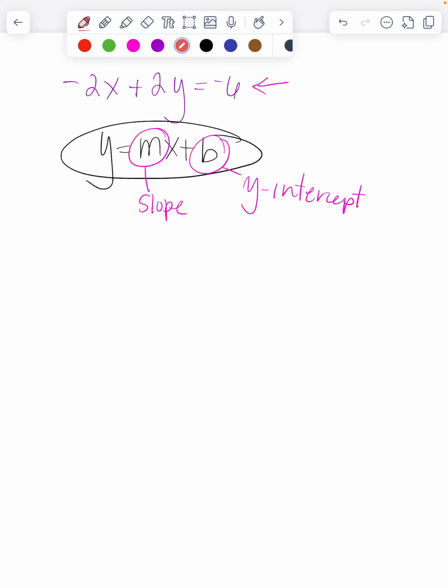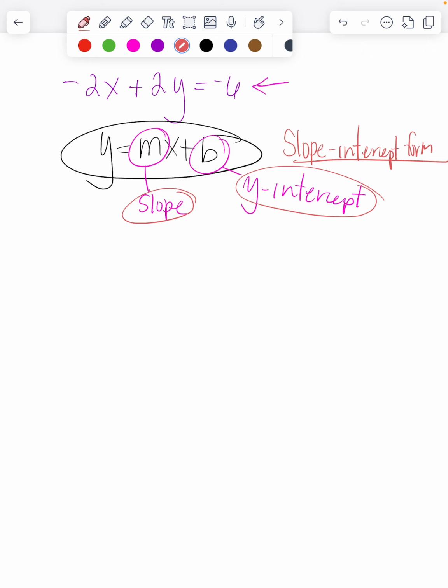Y equals mx plus b form is called slope-intercept form. And the reason is because, again, we can see the slope and we can see the y-intercept. That's why it's called slope-intercept form. So again, our purpose is to change it to this form. So let me rewrite this equation so you can see how to do it.